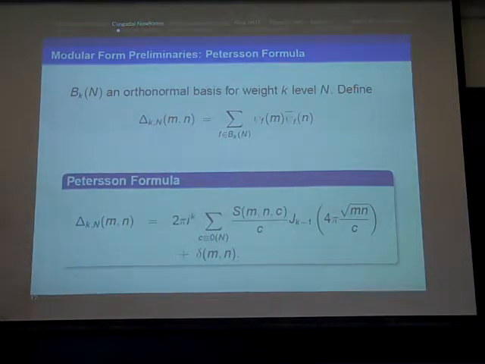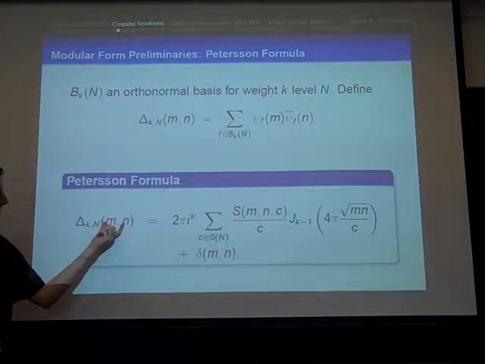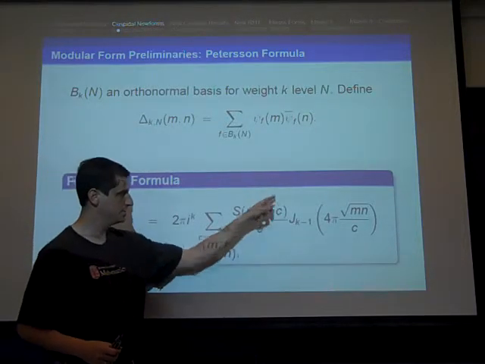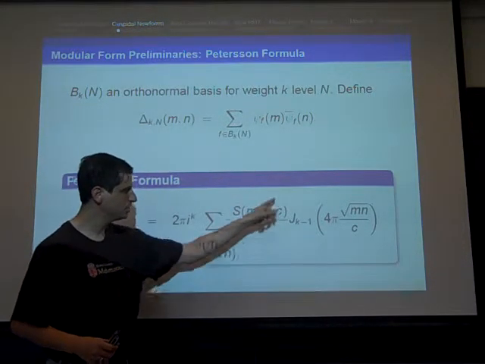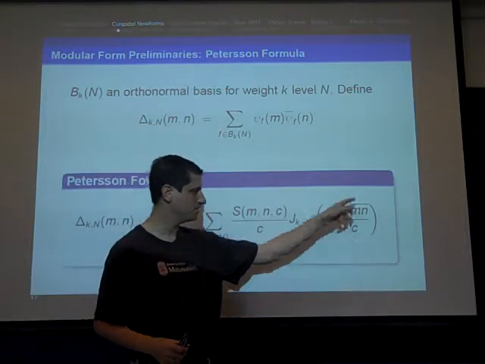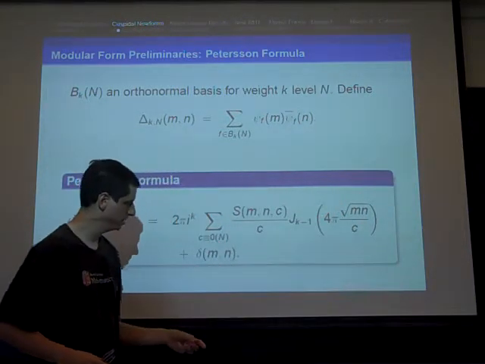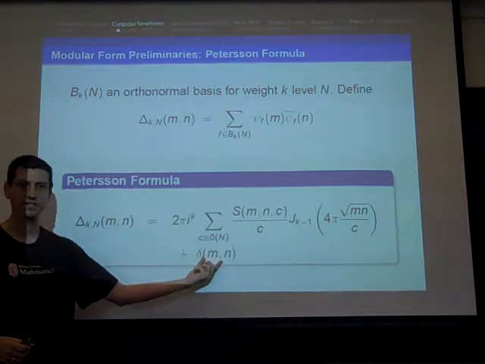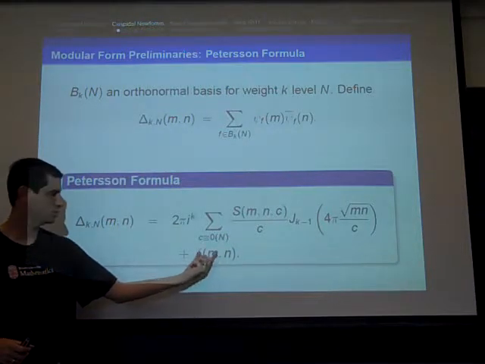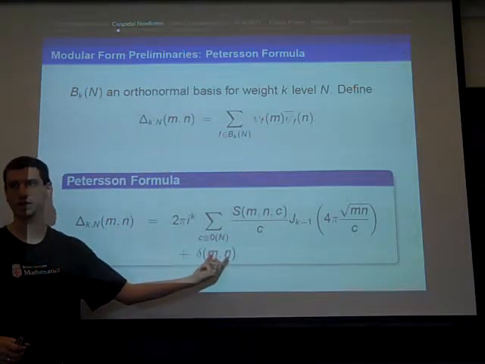We expect something very similar to be going on here. So the Petersson formula is that if I look at this, I get the following. This is a Kloosterman sum. I'm not going to go into that right now. This is a Bessel function. I'm not going to go into that now. That's a mess. And I had the Kronecker delta. So this is 1 if m equals n and 0 otherwise.